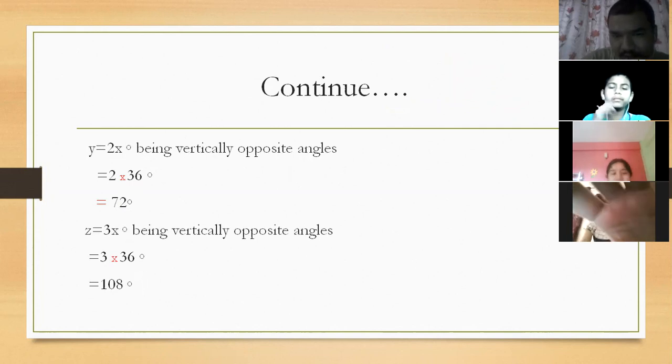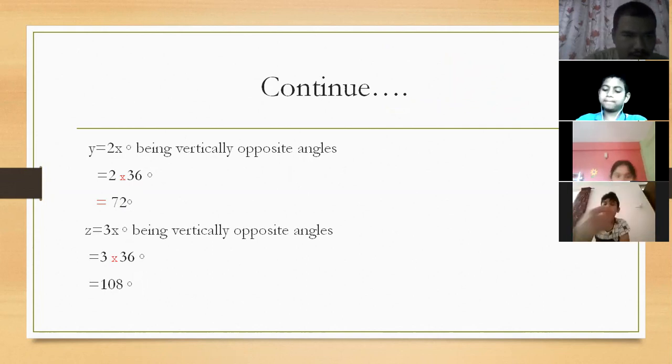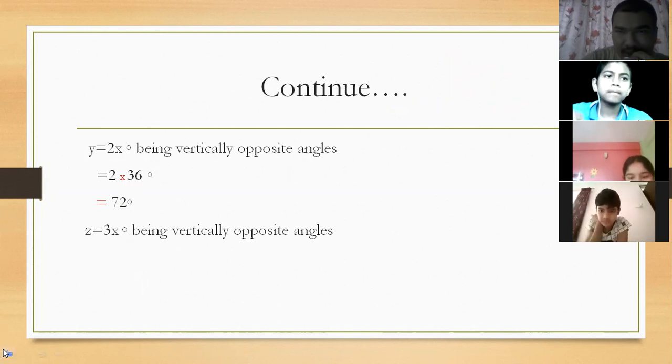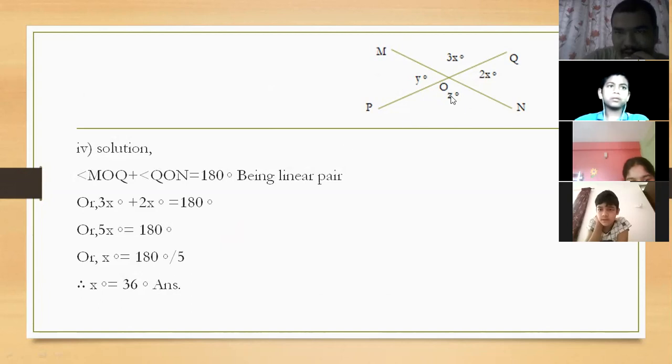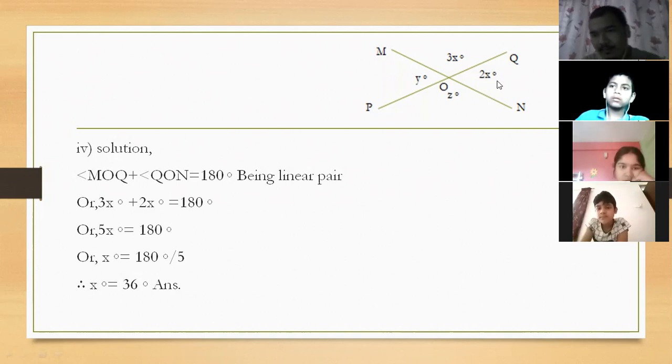Sir, can you please show the slide before this one? Okay. Z equals what is there? Z equals 3x. Z and 3x are equal. Y and 2x are equal. Okay, children? Yes, sir. Like this we find the value of x, y, z from this figure.